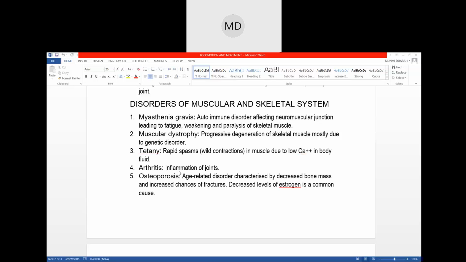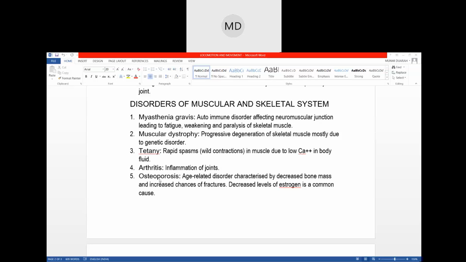Okay, in the males, it is not generally seen. It is generally seen in the females, and it is an age-related disorder. Why age-related? Because generally in the older people, not in the young people, this osteoporosis is seen.